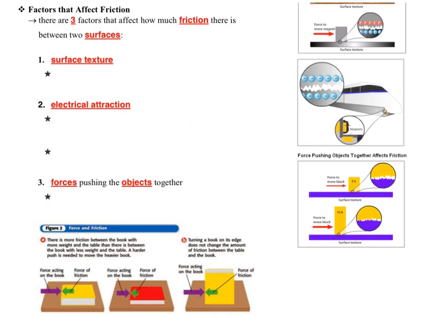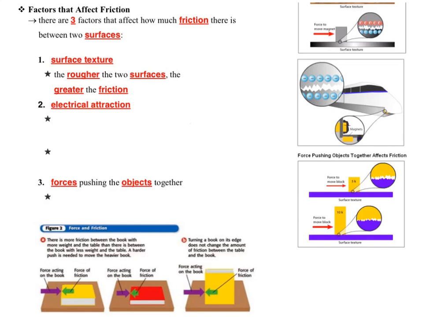So when it comes to surface texture, if the surfaces become rougher, what happens to the friction between the objects? We can say that the rougher the two surfaces, the greater the friction. And this is one of the things that we tested in our friction lab, the What a Drag lab, when we were dragging the blocks across the different surfaces.